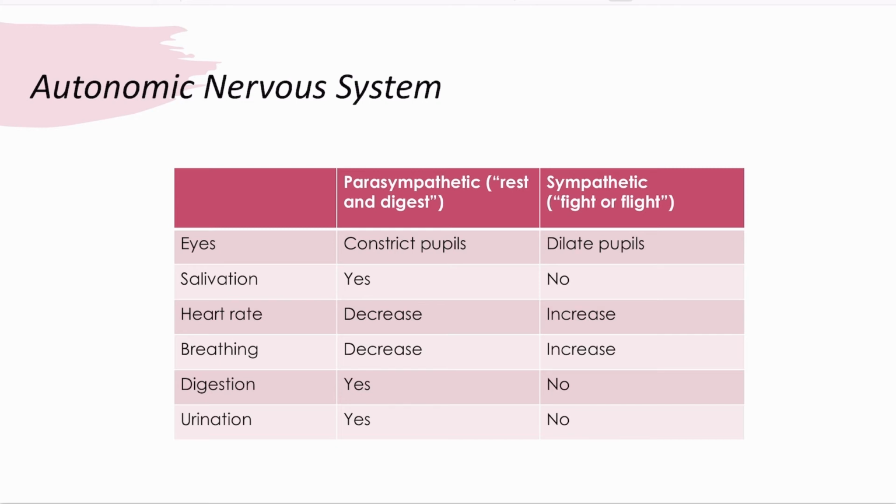Next is digestion and urination. So when you're at rest, these processes are turned on, while the opposite is true for sympathetic, because during dangerous situations, you wouldn't really necessarily want these to be turned on. You would want your attention to be diverted into the current situation rather than having to digest and urinate.